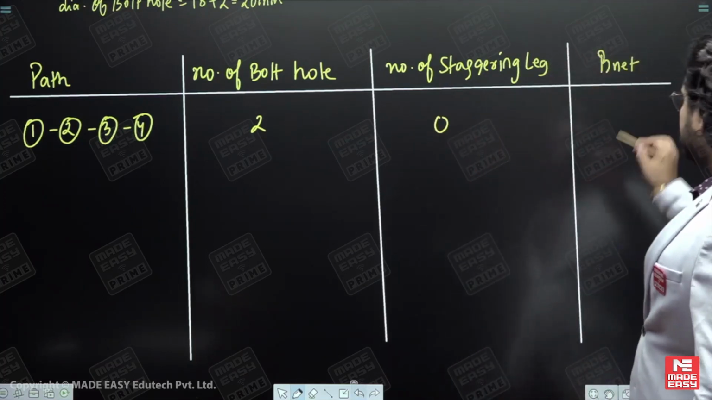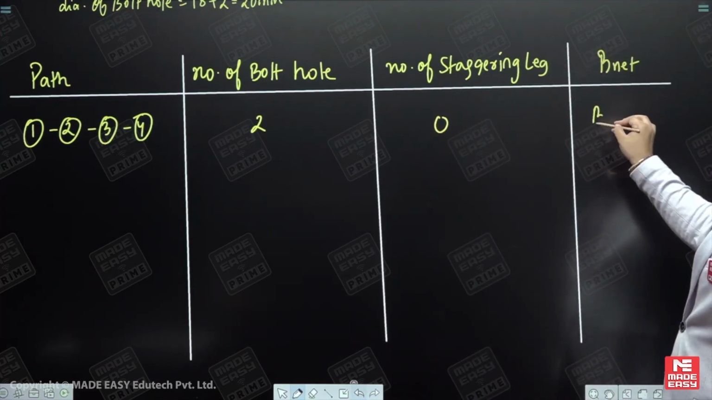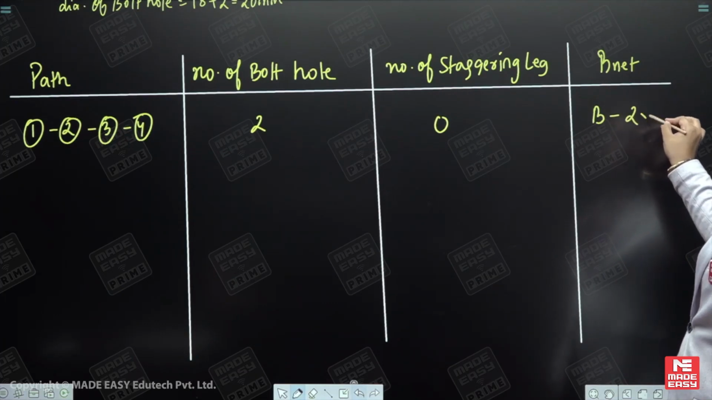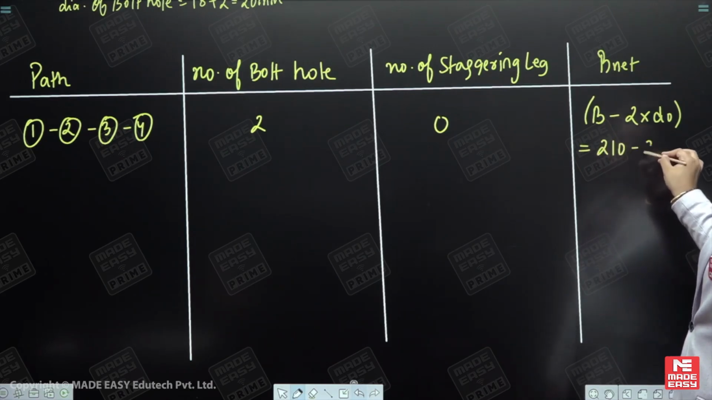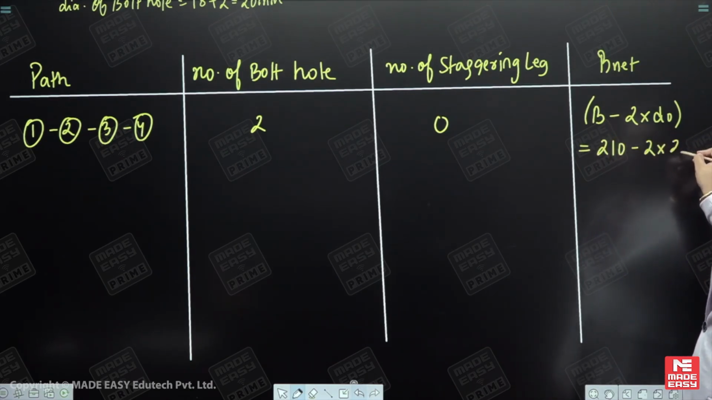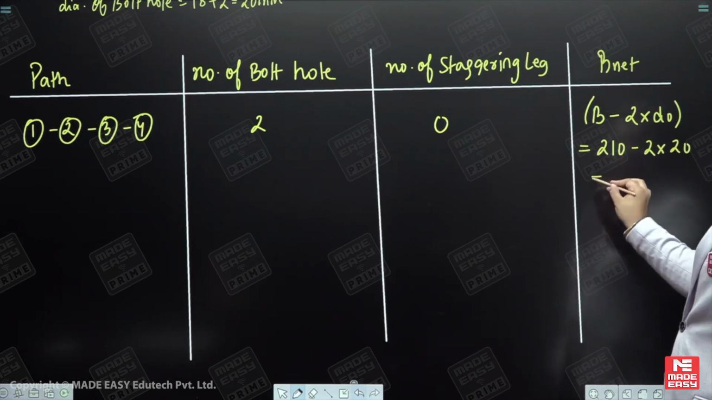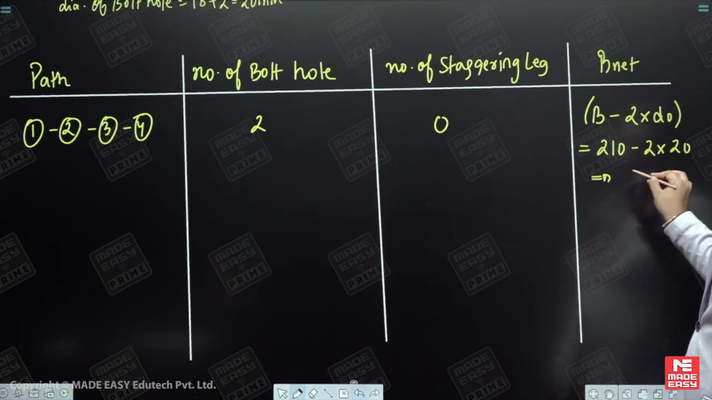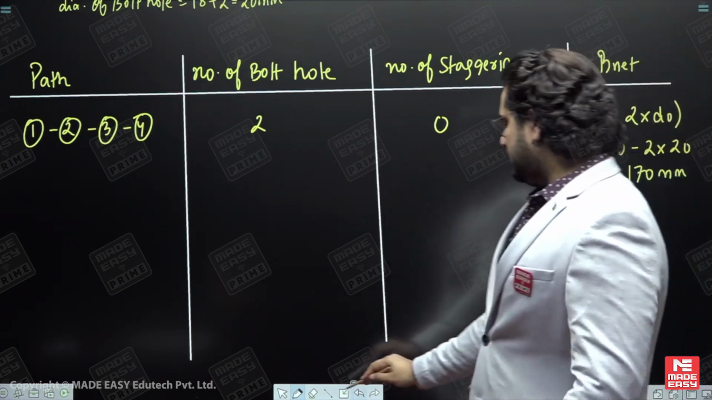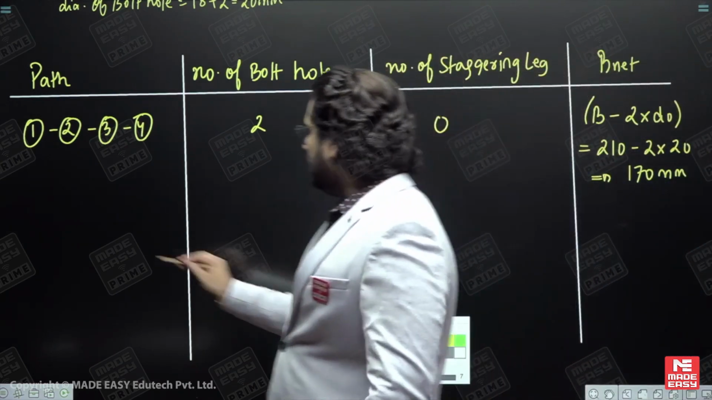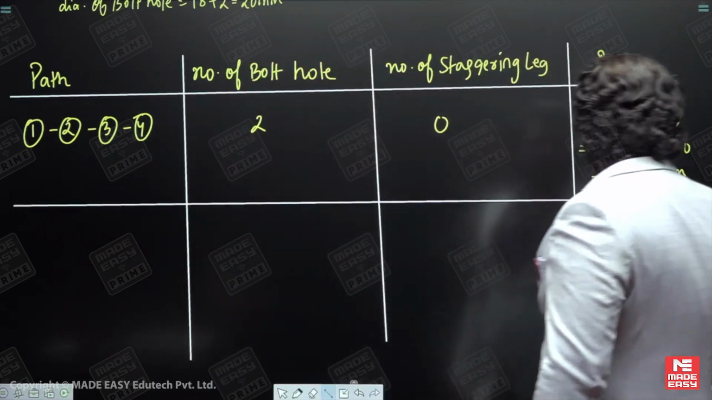That means 0. So what is the net width? It would be total width minus 2 bolt holes of D naught size gone. So total width was 210 minus twice D naught. D naught came out to be 20. So this becomes 210 minus 40, that means 170 millimeters. So this is your net width along path 1, 2, 3, 4.